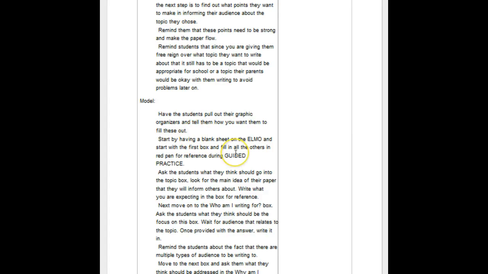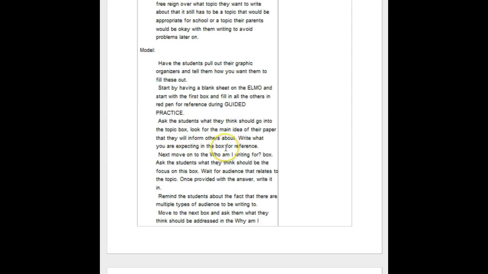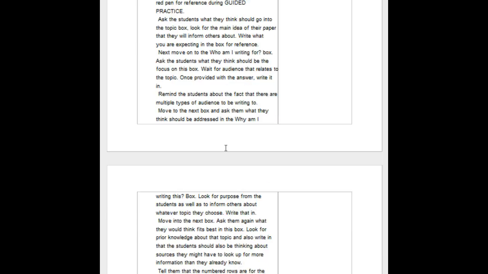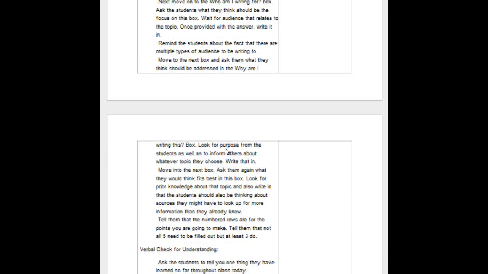I'm a big fan of the graphic organizers. I think that helps kids. And I love that you put it up on the Elmo and walk through it with them. I think that's really helpful. And here is an area where you definitely do a good job at teaching with multiple modalities, okay?